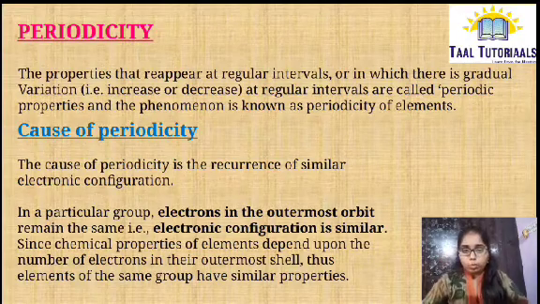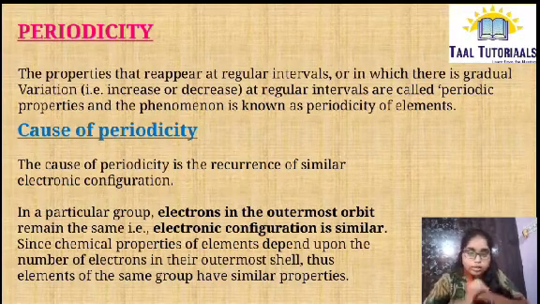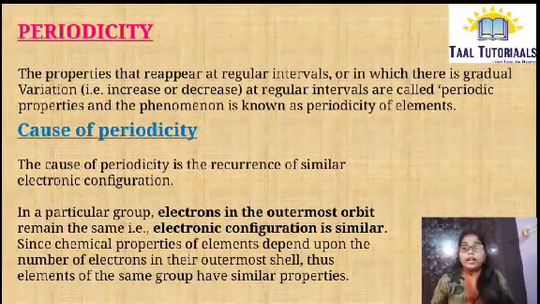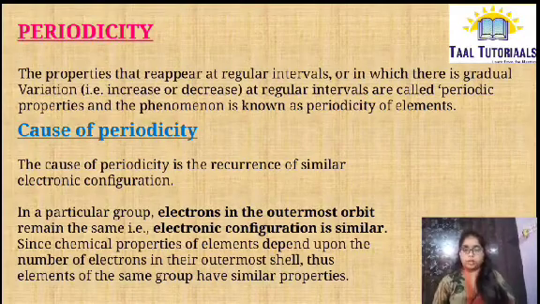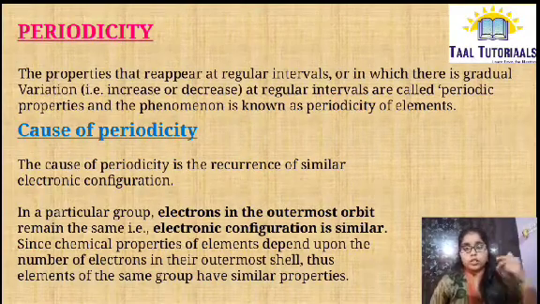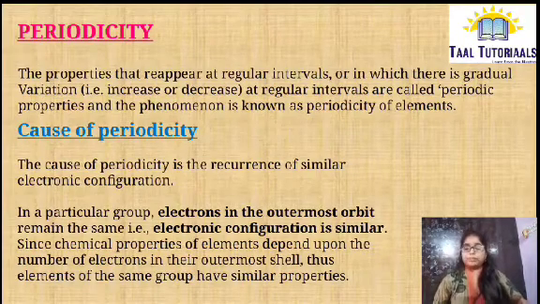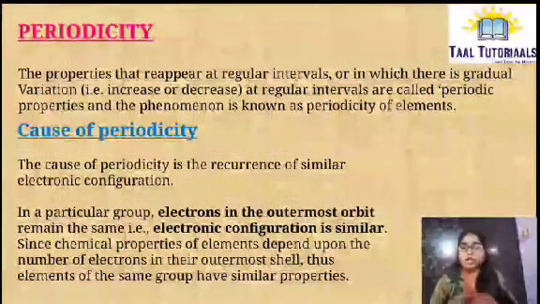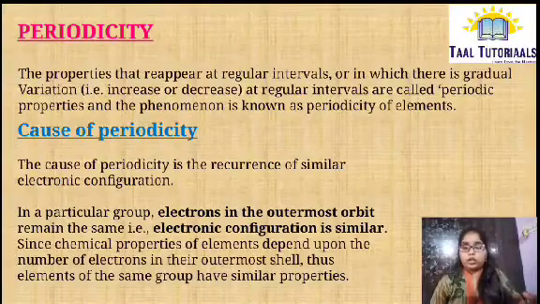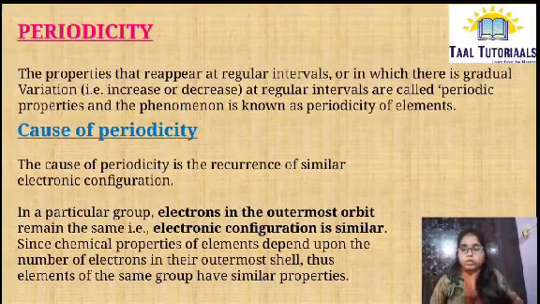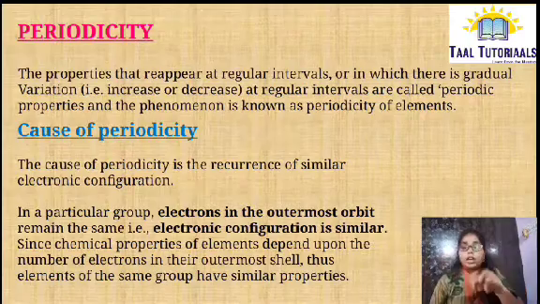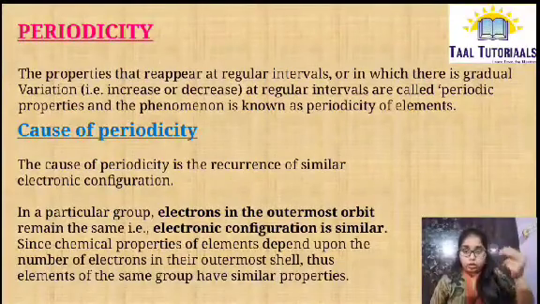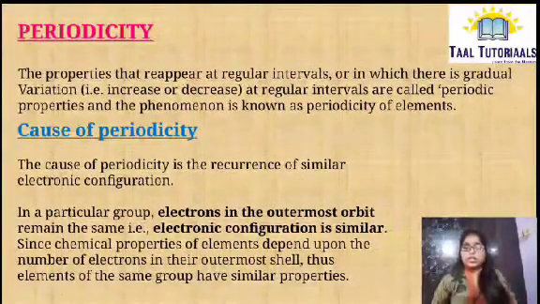Understood? Now we will learn about the cause of periodicity. What is causing this periodicity? The cause of periodicity is the recurrence of similar electronic configuration. This similar electronic configuration causes the periodicity. If we take a particular group, the electrons in the outermost shell remain the same. Now, what are outermost shell electrons? We know all electrons revolve around the nucleus in shells. The electrons in the outermost shell remain the same in a particular group, so the electronic configuration of that group will also be the same.